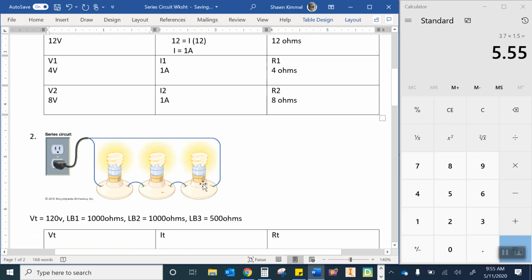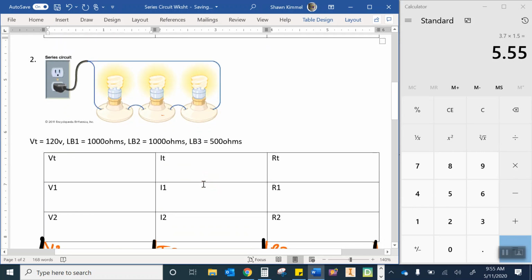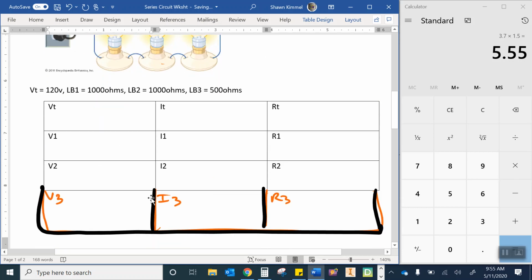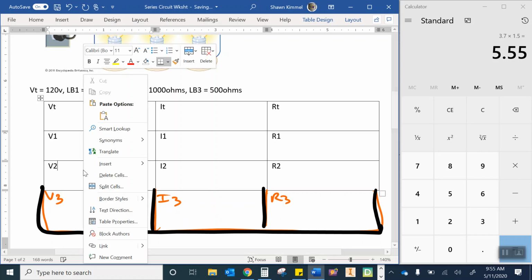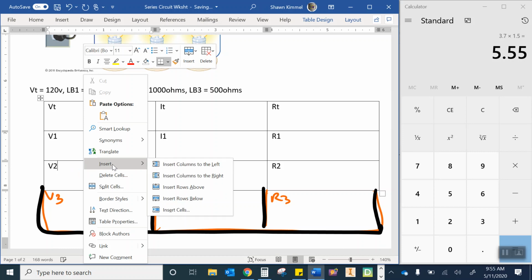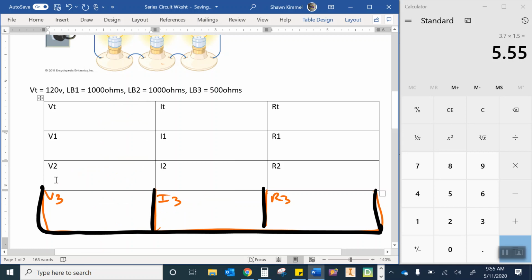Okay, let's look at the second one then. First thing you're going to have to do on your chart is I only gave you 3 rows. You're going to have to add a fourth row here. You can simply do that by right-clicking in here and saying insert, and then rows below, or if you're doing it on paper, just add a fourth one if you're not doing it on the Word document here.